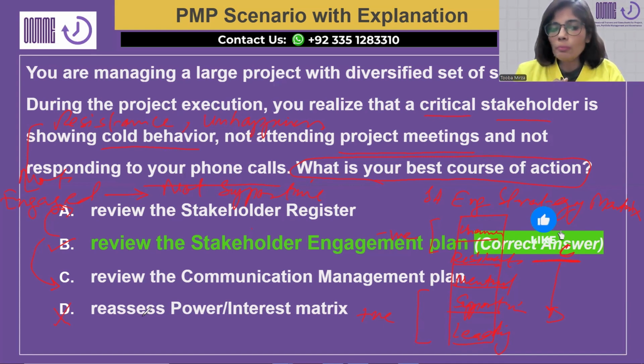So this is the reason why the engagement plan is the right option choice for this question. I hope you like this explanation and you enjoyed this question. Like I said, this topic is pretty tricky and pretty difficult in the PMP exam, so make sure that you practice it well.